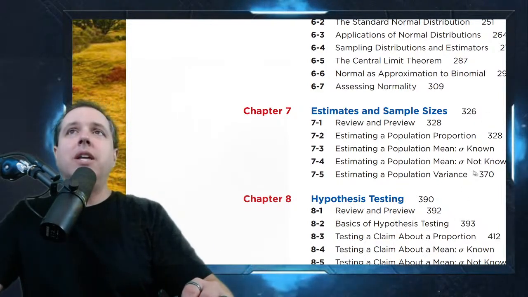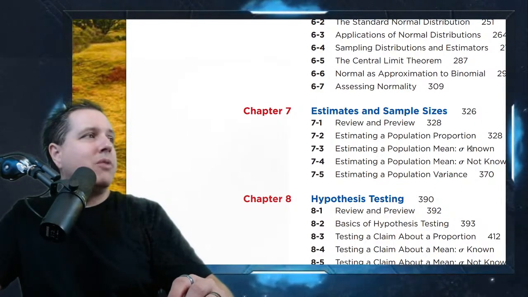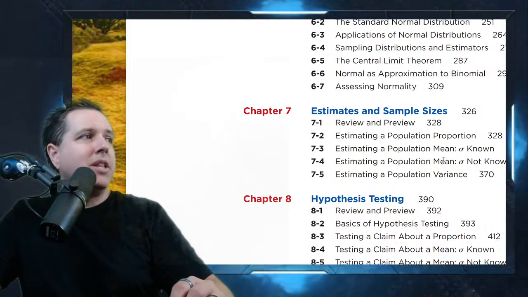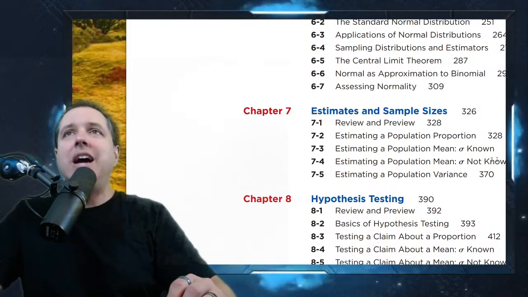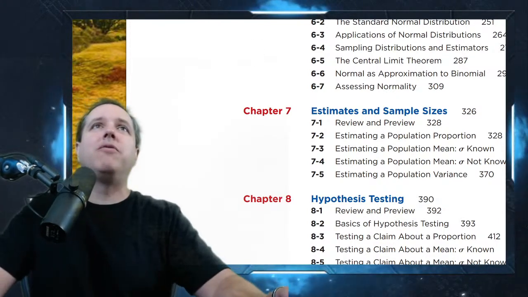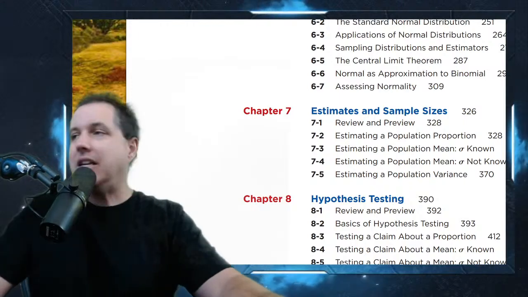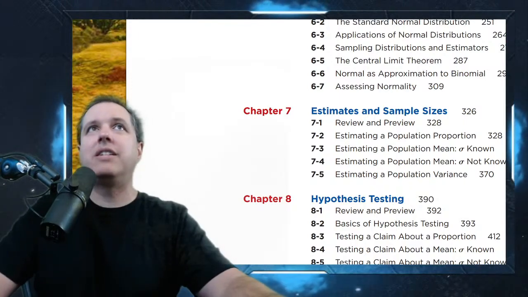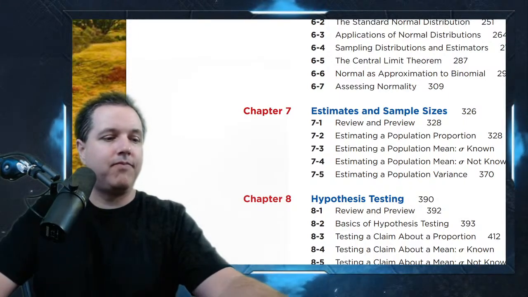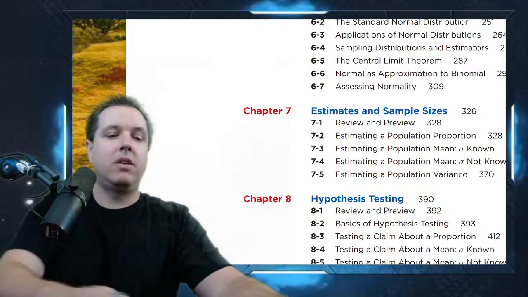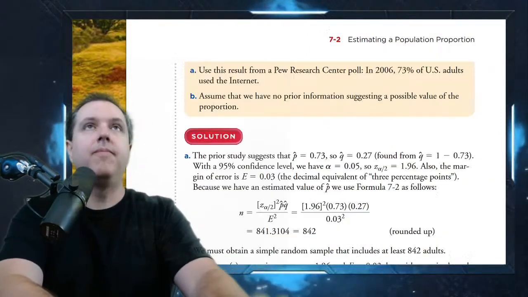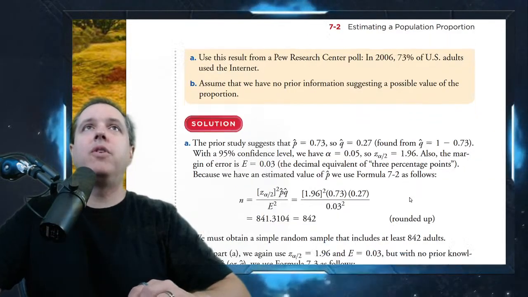See how they have it in the beginning? You've got estimating a population mean when sigma is known, estimating a population mean when sigma is not known. The not known is the one that's actually relevant because that's what happens like 99.9% of the time. Or more. So that's the one we'll focus on for us.